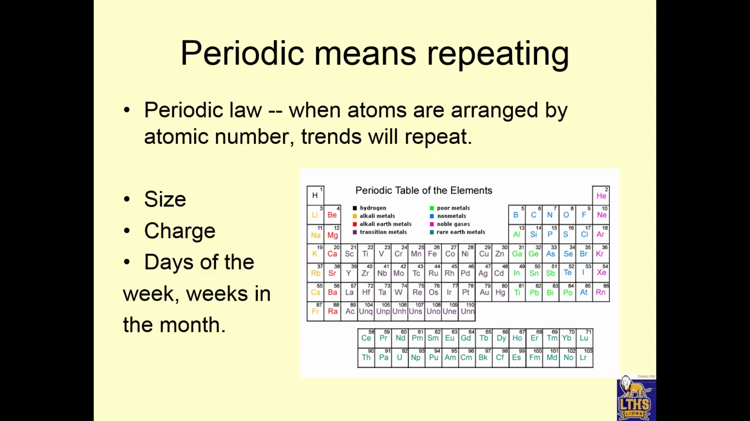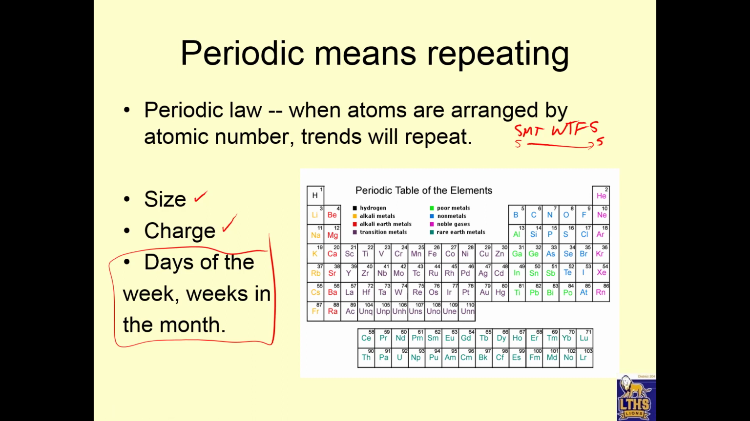And periodic means repeating. So there's a periodic law that says when you arrange the atoms by atomic number, the trends will repeat periodically. So what are some things that you're going to know about? Well, you're going to know about the size of the atoms, the charge of the atoms, just like the days of the week repeat in a month. So you have Sunday, Monday, Tuesday, Wednesday, Thursday, Friday, Saturday, and then the next week it repeats. But it's just different days, kind of like that.